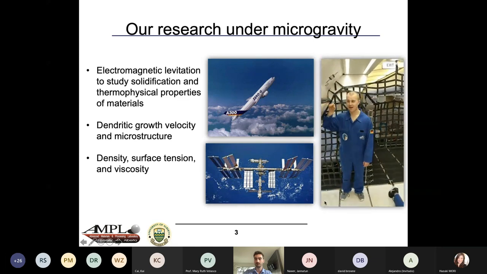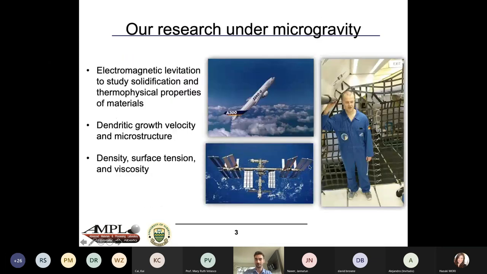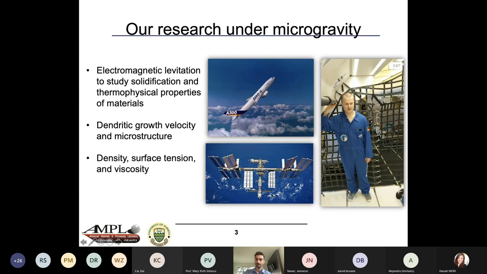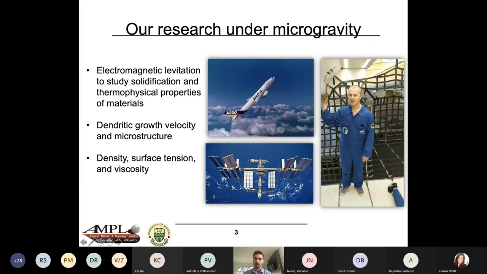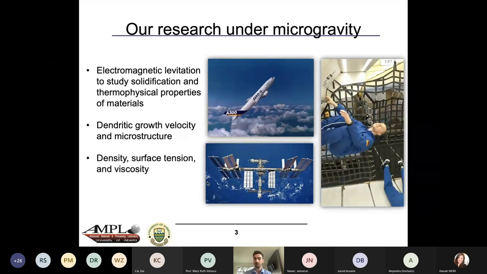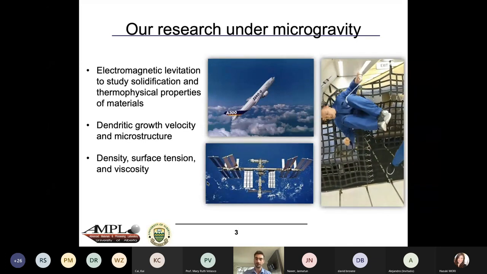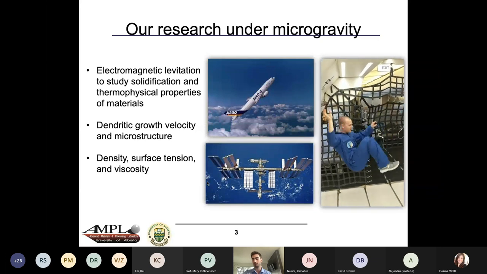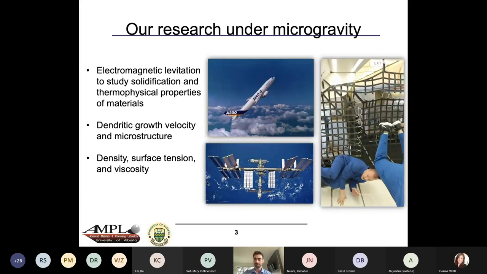On the right side, you can see Dylan, one of my colleagues, who is also a PhD student, and he was in one of these parabolic flights. So at the moment when the gravity is cancelled, as you can see, this is when we run our experiments to look at how the samples are solidifying or determine also their thermophysical properties.